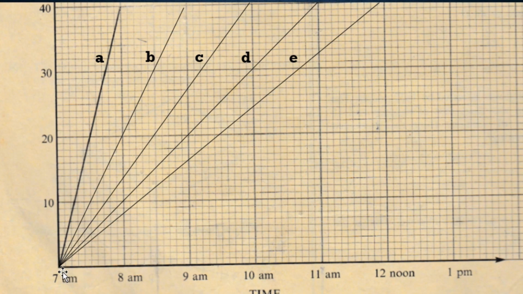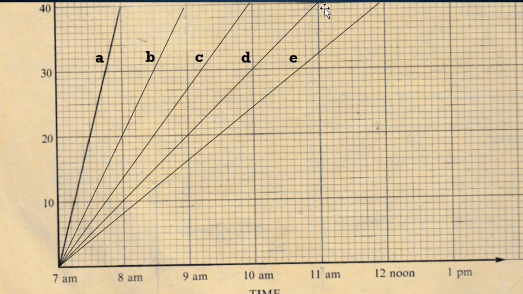When we go to the last graph, which is E, the distance covered is 40 and the time is 1, 2, 3, 4, 5 hours. So it was moving at a speed of 8 kilometers per hour. So what do we discover about these people? All of them have moved a distance of 40 kilometers. They are all going to 40 kilometers, but they are traveling at different speeds.